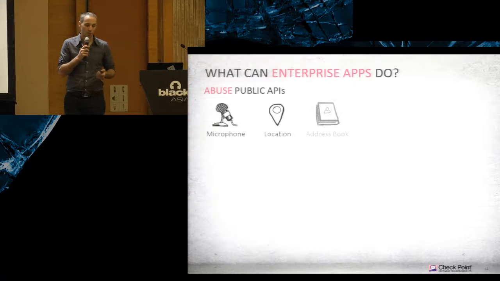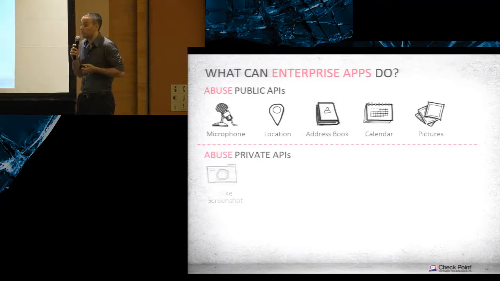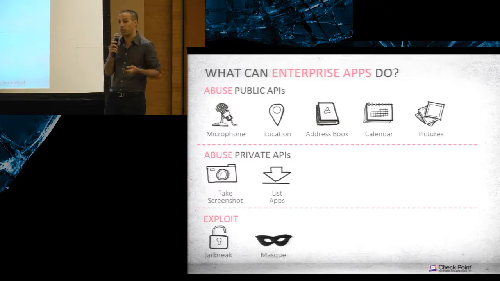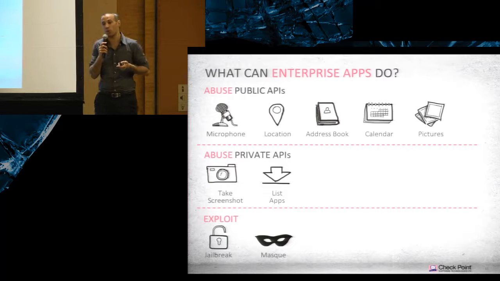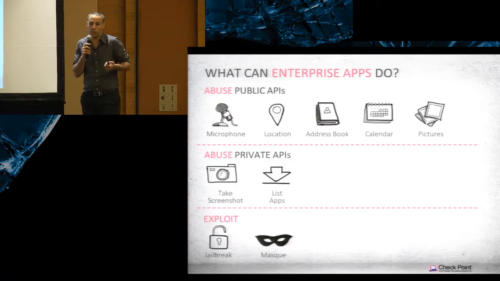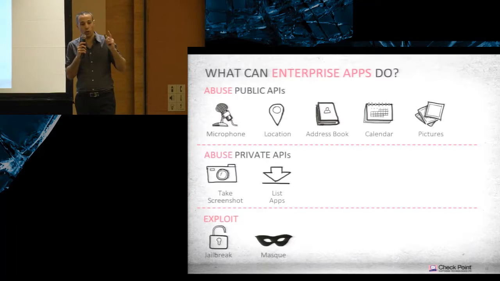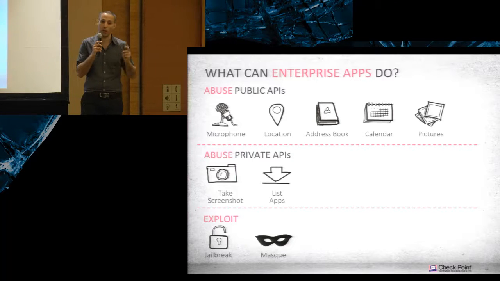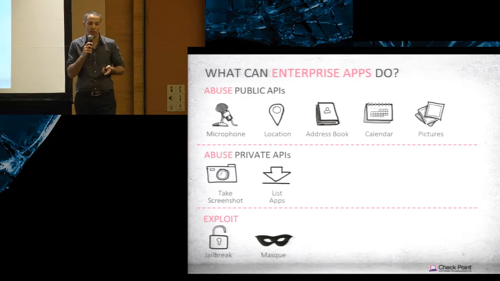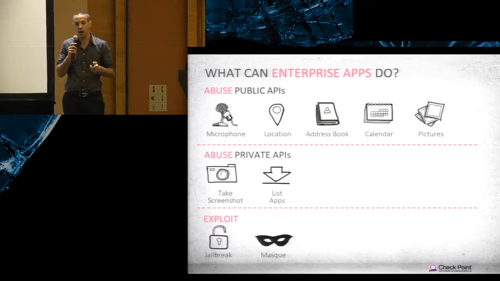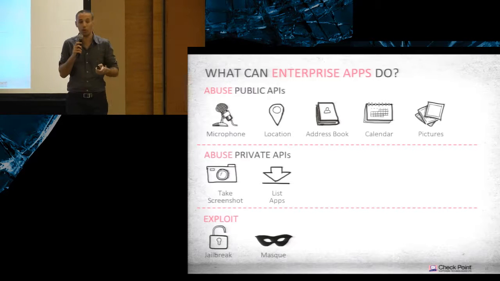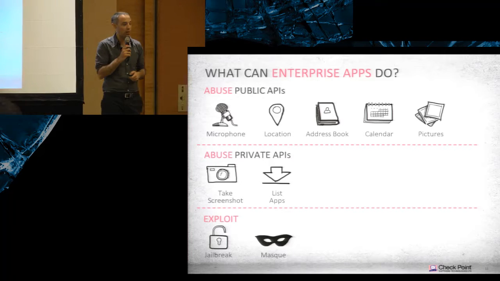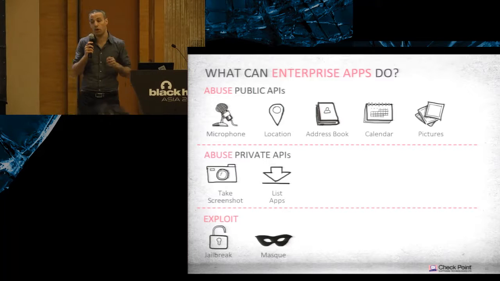An enterprise application can abuse public APIs. It can use all the public APIs from iOS. It can use the calendar, the contacts, the microphone, the camera. And for example, it can collect all of this information and send it to a server in the cloud. For example, I can upload your calendar and your location, and when I see that you are in an important meeting, I will just use the microphone to record the conversation and upload it to my server in the cloud.